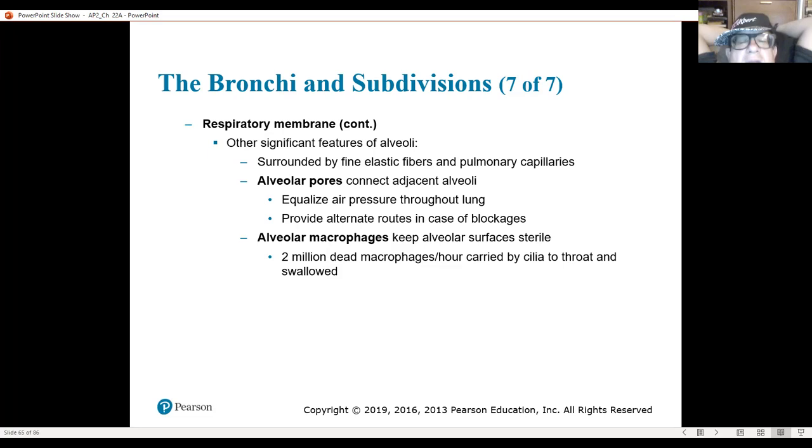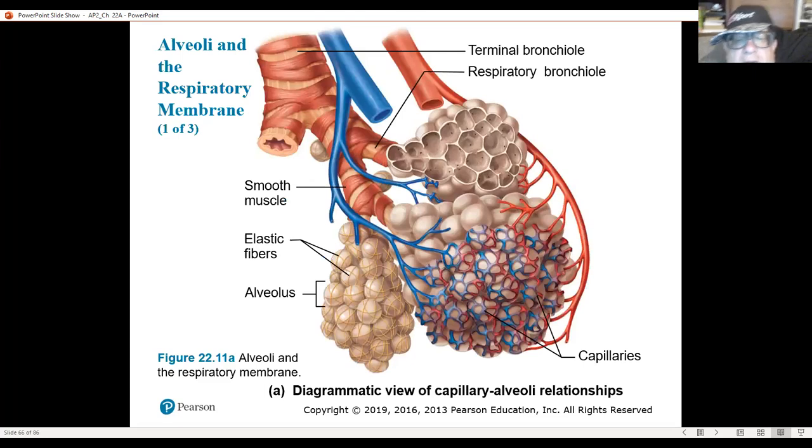You also have macrophages that live in the lungs, crawling around the surface of the alveoli, eating things that get into the lungs that shouldn't be there. Two million dead macrophages an hour are carried by the cilia to the throat to be swallowed down to the stomach. Wow. Okay.